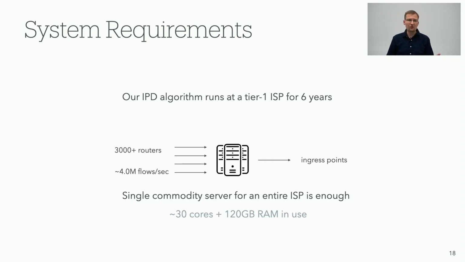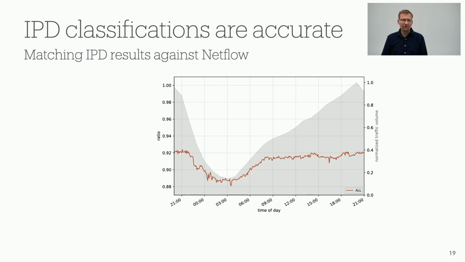And this single server is enough to handle the NetFlow traffic that we receive from more than 3,000 routers, which comprises about 4 million flow records that are received and processed by the system per second on average. So with that, I would like to give you a sneak peek into the evaluation of our algorithm.